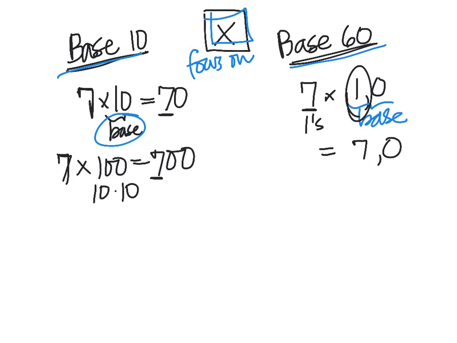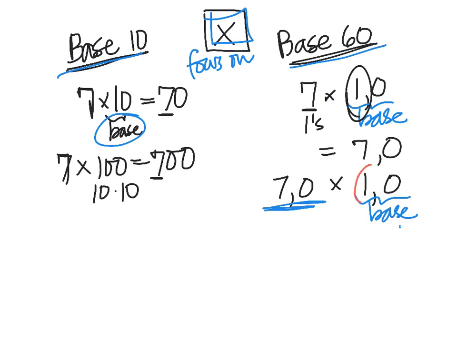Now, if I were to then take something like 7, 0 and multiply it by a 1, 0, let's think about what that would do. Because again, what I want to do is to notice that this is the base. So I'm multiplying this thing by a group of 60, by the base. That means everything should shift a place value to the left. So I can see how that works because this is in the 60s place and this is also in the 60s place.